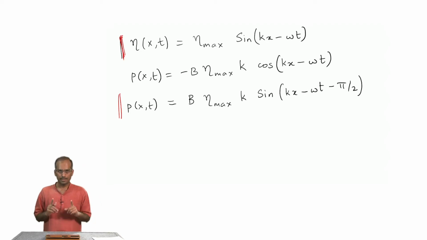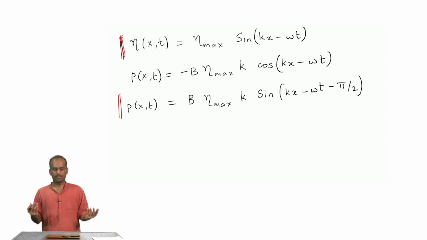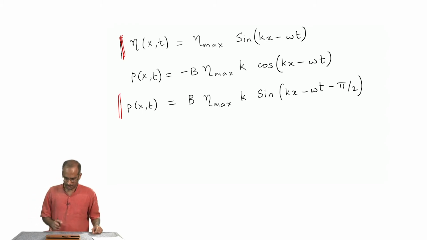And remember that eta and the excess pressure P are related through a gradient, dou eta by dou x, and hence you can also write an expression for the excess pressure. When I say excess pressure, it is the pressure above or below the atmospheric pressure, and again that has this expression which is in terms of this cosine function.